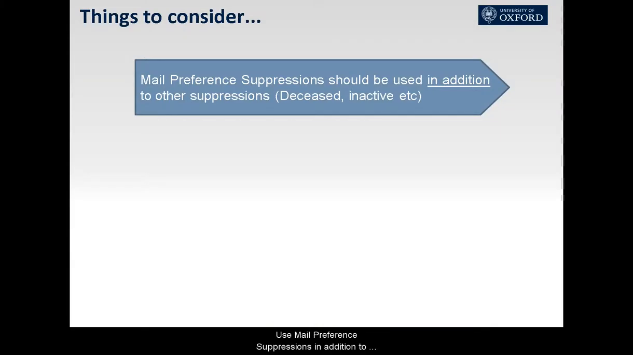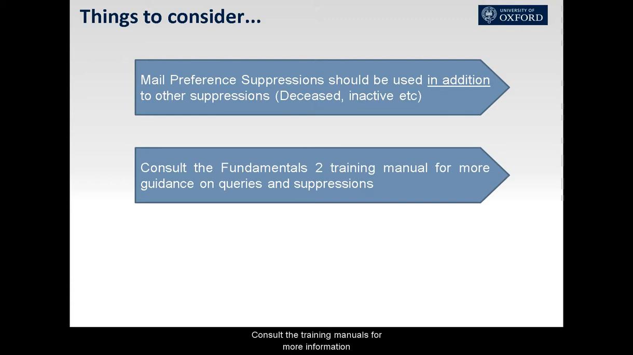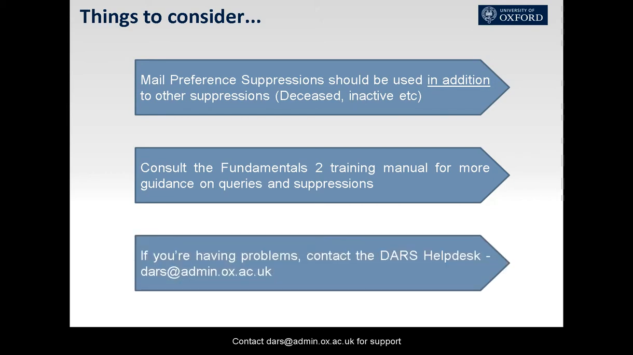So a few things to consider. Firstly, use mail preference suppressions in addition to other suppressions. This way you can ensure you weed out things like deceased records, inactive records, so on and so forth. If you're hoping to find out more information about queries or suppressions, consult the Fundamentals 2 manual available on the DARS website. And finally, if you get stuck, contact the DARS help desk at dars@admin.ox.ac.uk for support.